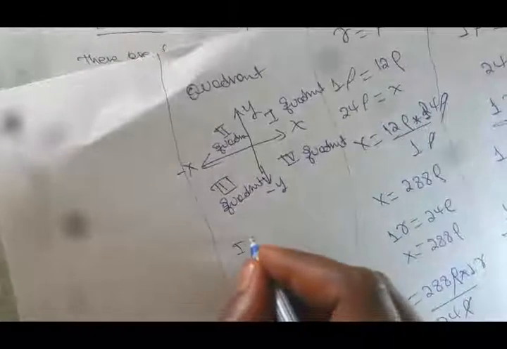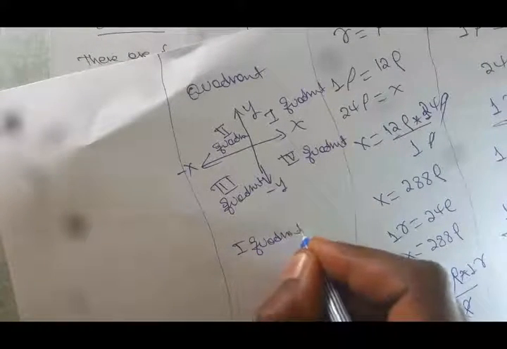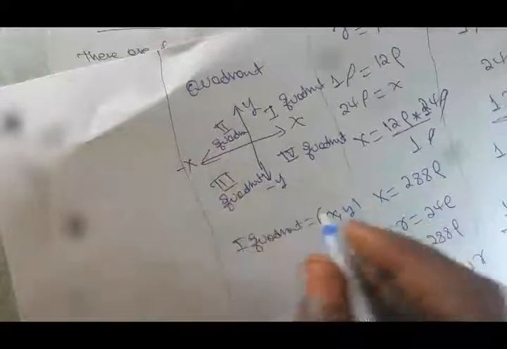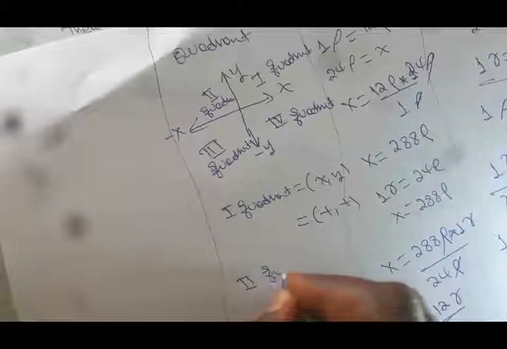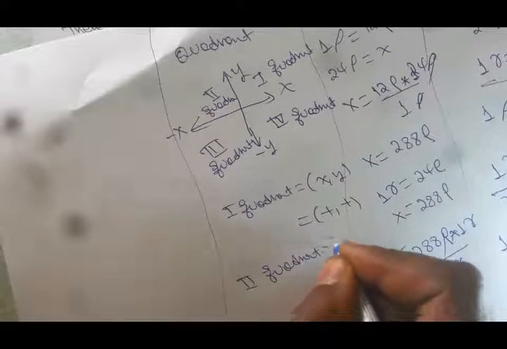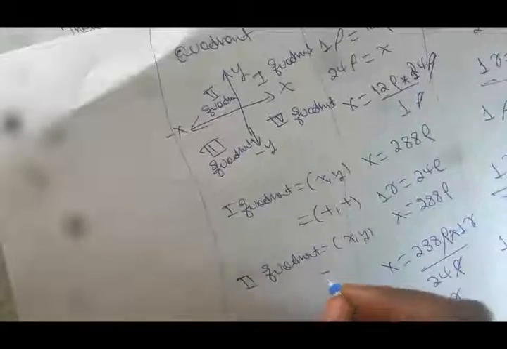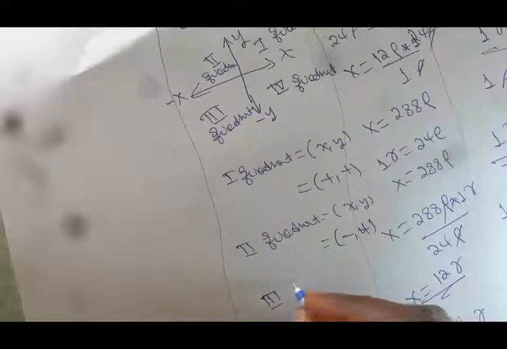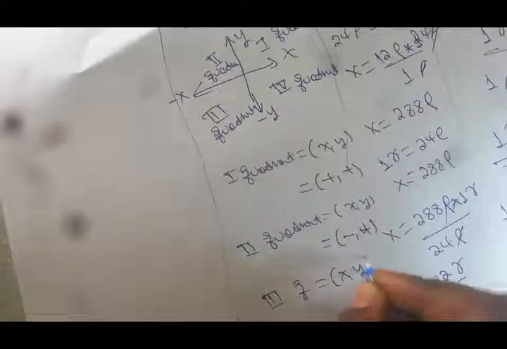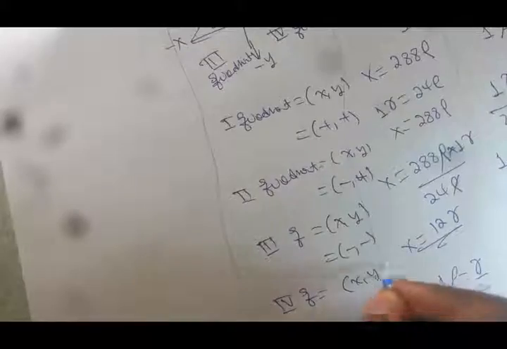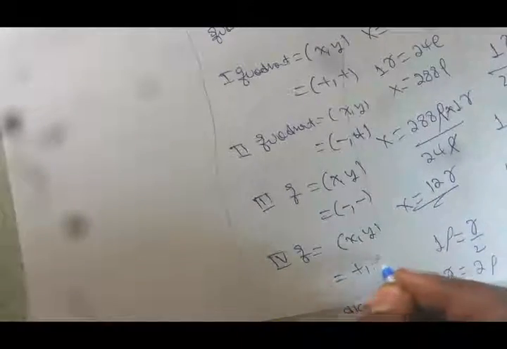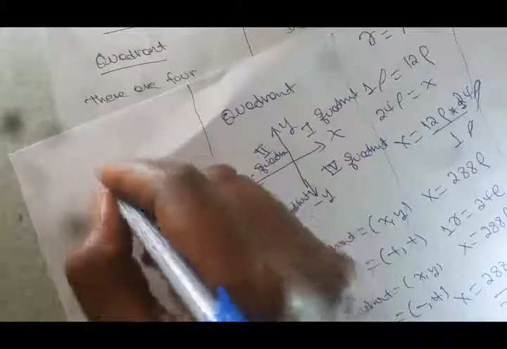In the first quadrant, both X and Y are positive, positive, positive. In the second quadrant, X is negative and Y is positive. In the third quadrant, X and Y are both negative, negative. And in the fourth quadrant, X is positive and Y is negative. So let's work some examples.